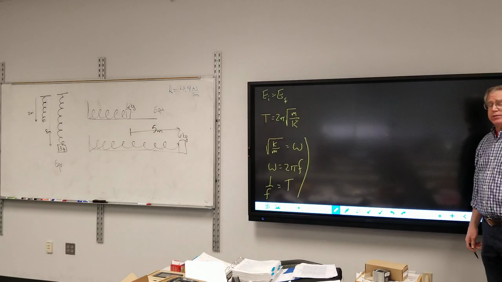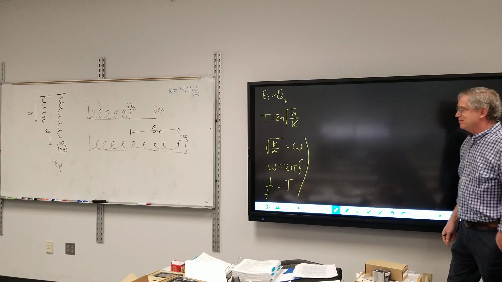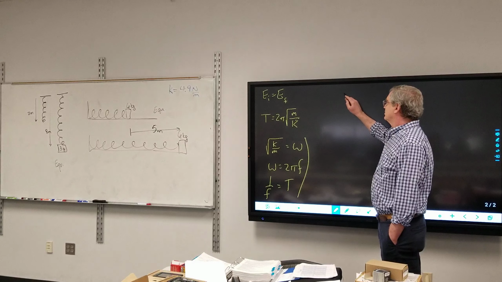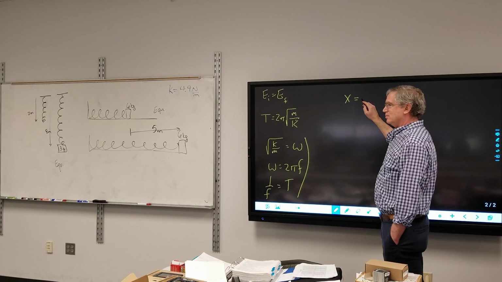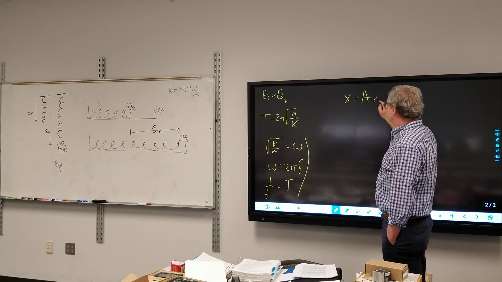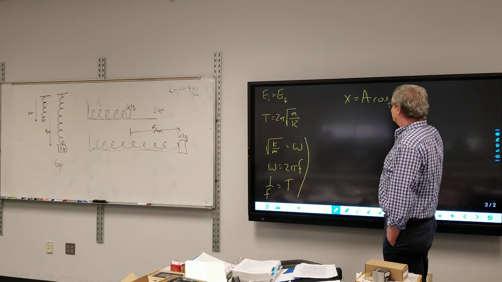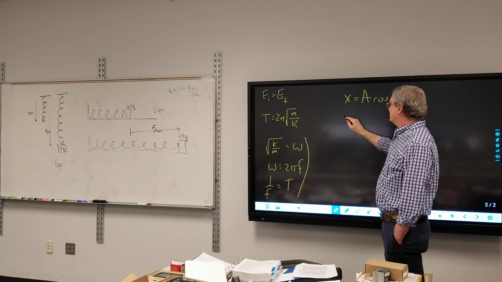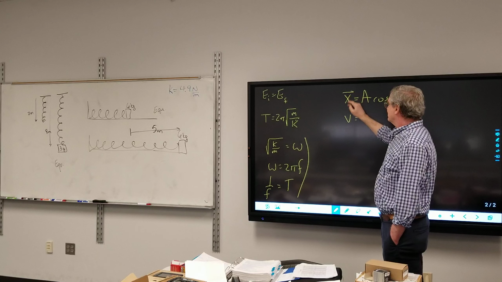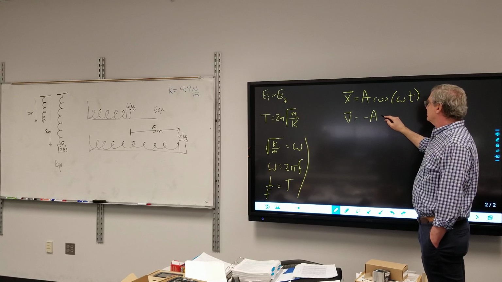We have another set of equations also. Yes, the cosine and sine ones. Yes, those ones. So your position is equal to your amplitude times cosine of omega t, the angular frequency times t, and then your velocity is equal to negative amplitude omega sine omega t.